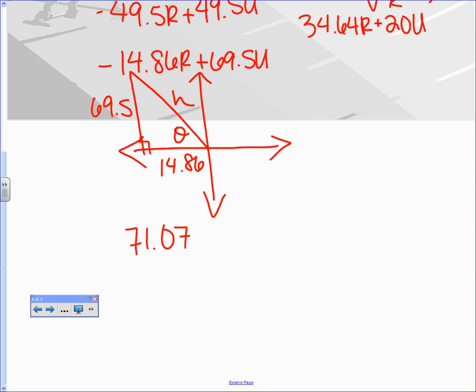No, don't round your decimals. Go out at least 2 decimals. You can go out more if you want, but at least 2.